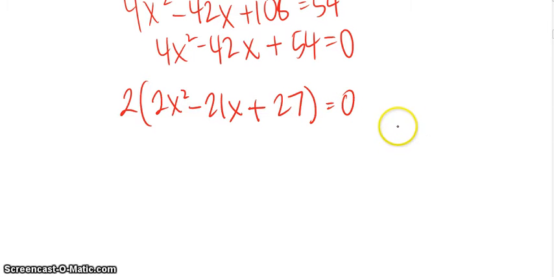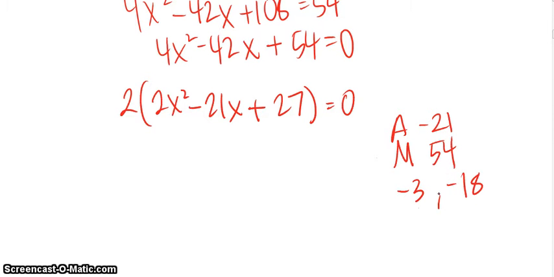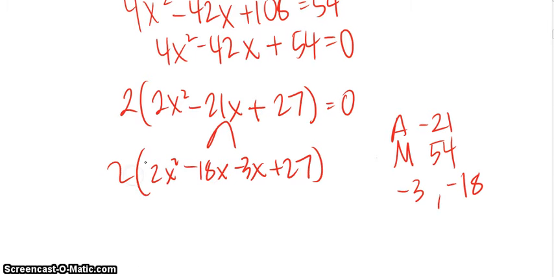So I know it's going to be using the add, multiply, grouping one because there's a number in front. So it's going to add to negative 21, multiply to 54. Okay, and so that's going to leave me with negative 3 and negative 18. So I'm going to split those up: 2x squared, negative 18x, negative 3x, plus 27. And I'm just going to bring the 2 down. It doesn't matter. Just showing you that it can still stay there. It still exists. So that 2's there.